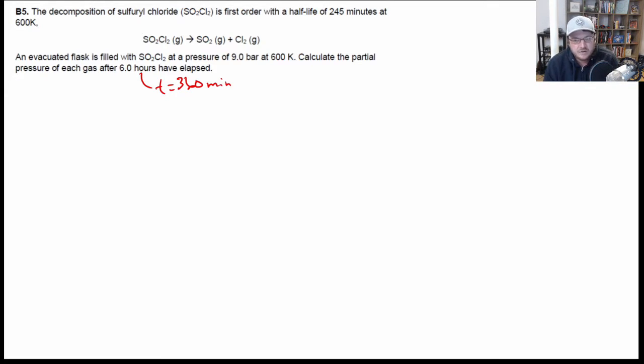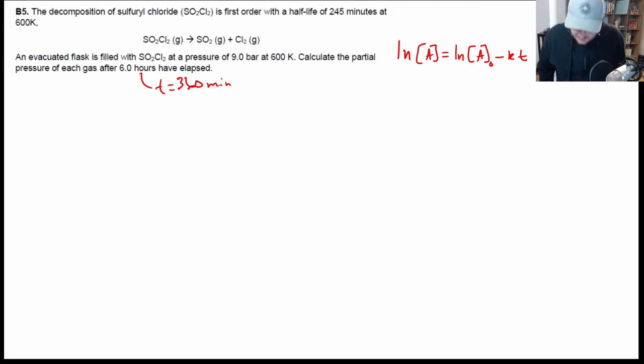Now the question becomes, how do you figure out the half-life equation? We know it's first order, so we can derive it. The integrated rate law is the natural log of A equals the natural log of A initial minus kt. So if we have an initial concentration of 1 and we end up with a concentration of 0.5, which is half of what you have, we know that t in this case is going to be 245 minutes.